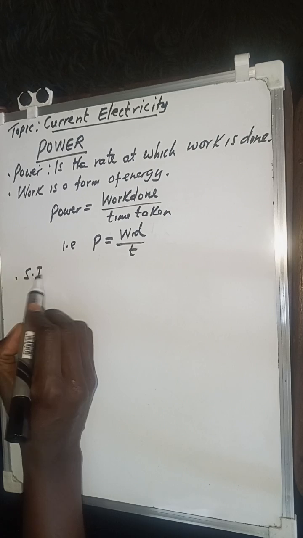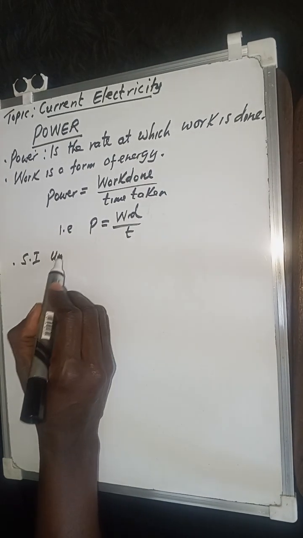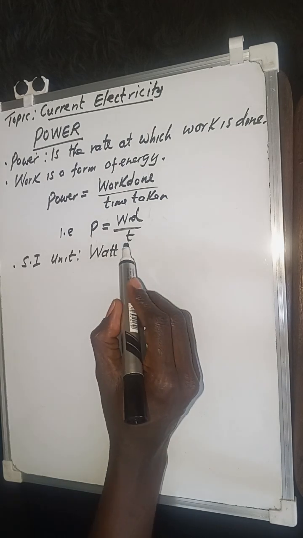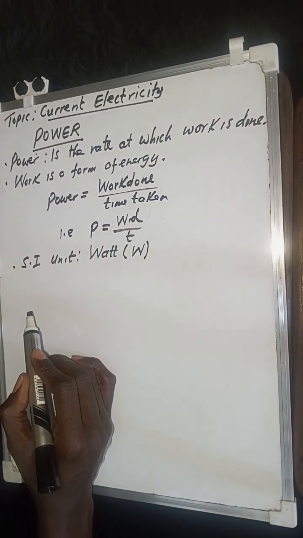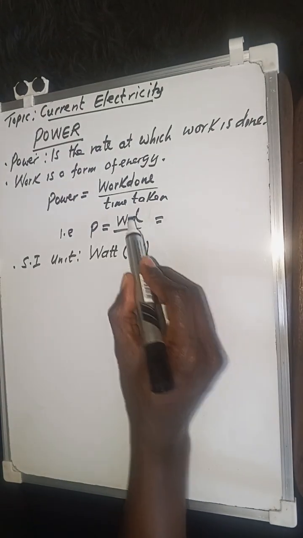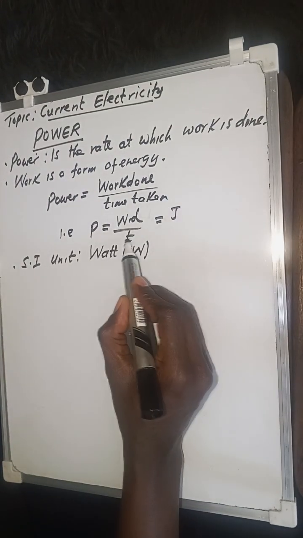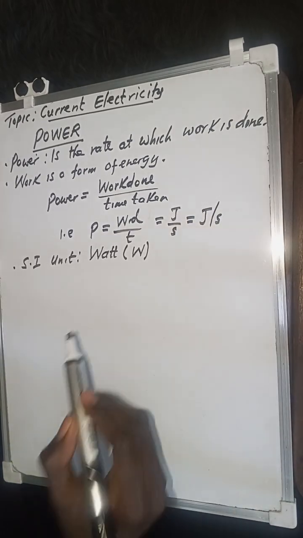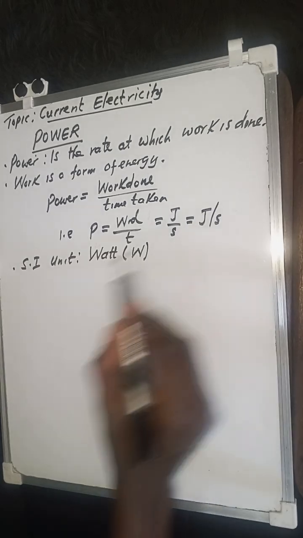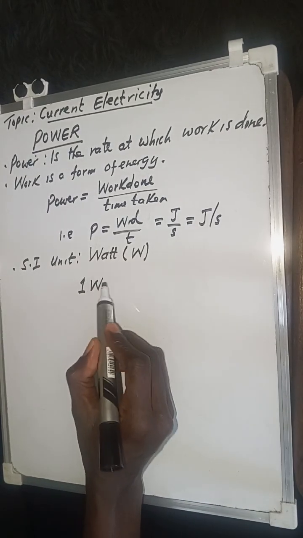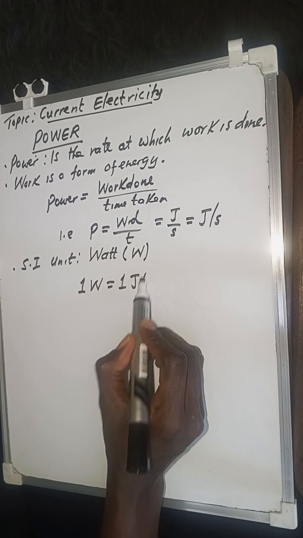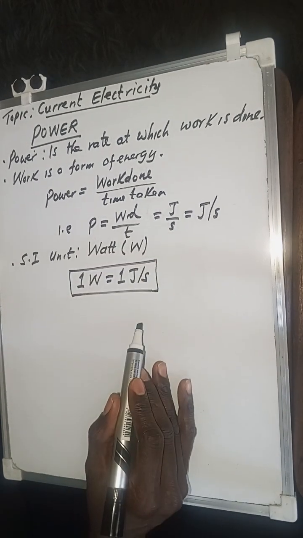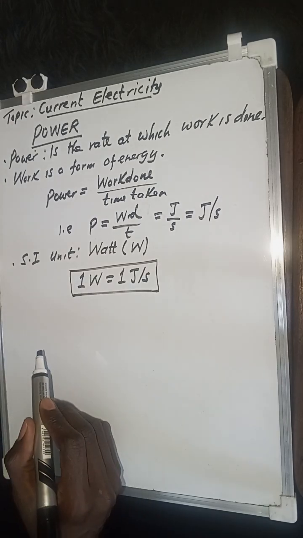And what is the SI unit for power? If you still remember, the SI unit for power is what we simply call the watt, and this is represented by capital letter W. But of course, because work is measured in joules and time is measured in seconds, when you combine that, that will give you joule per second. So the relationship between the watt and the joule per second is that 1 watt is equal to 1 joule per second. So remember, you can also use joule per second. That is very fine to represent what we are calling a watt.